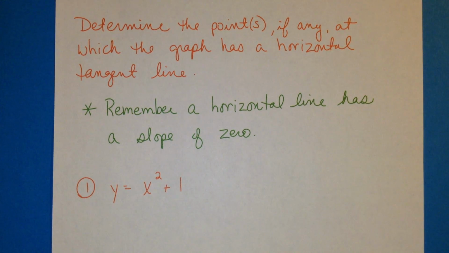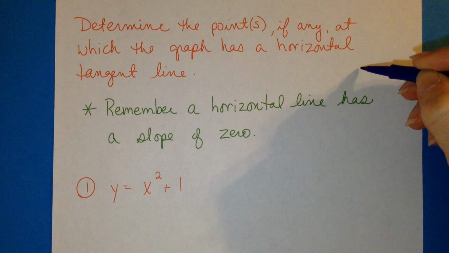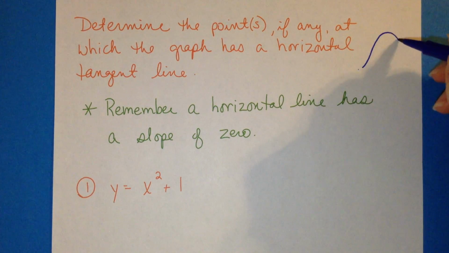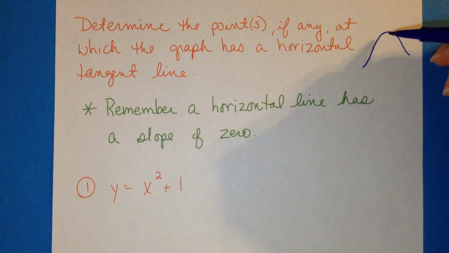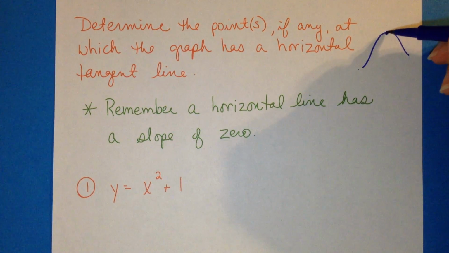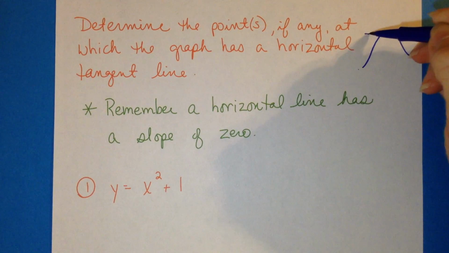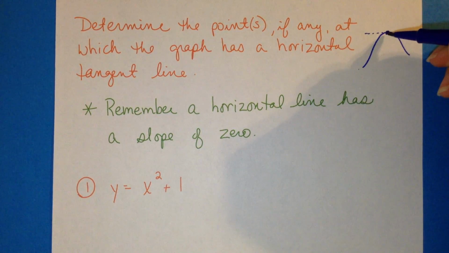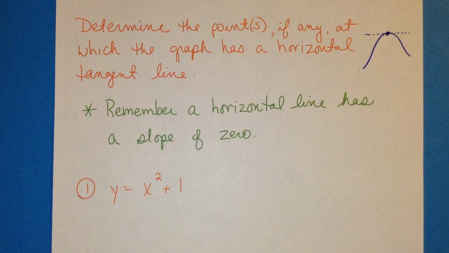Okay, now you're asked to find the point or points at which a graph has a horizontal tangent line. So what that means, let's just say, I'll just do a sketch. Let's say that this is our graph here. This point would be a point that would have a horizontal tangent line. So this is what we're looking for, this type of situation.